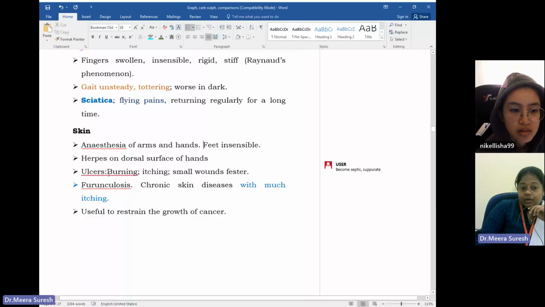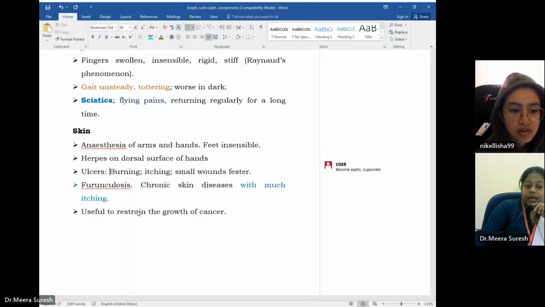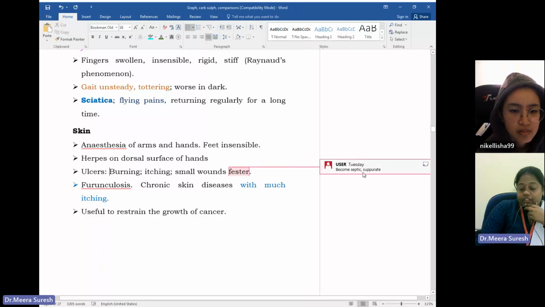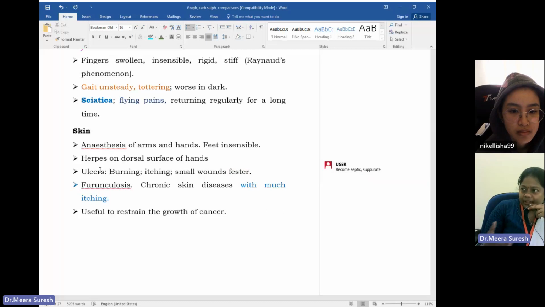There can be herpes on the dorsal surface of hands. Ulcers can be there with burning pain, and even the small wounds fester. Fester means it becomes septic or suppurative in nature. So we already saw in the case of graphites, hepar sulph, mercurius, petroleum, that every injury suppurates. We can't say the same with regard to this medicine, because as I told you, this is mostly considered a local remedy for eye complaints, but still they have ulcers with even the small wounds festering, becoming septic and suppurating.